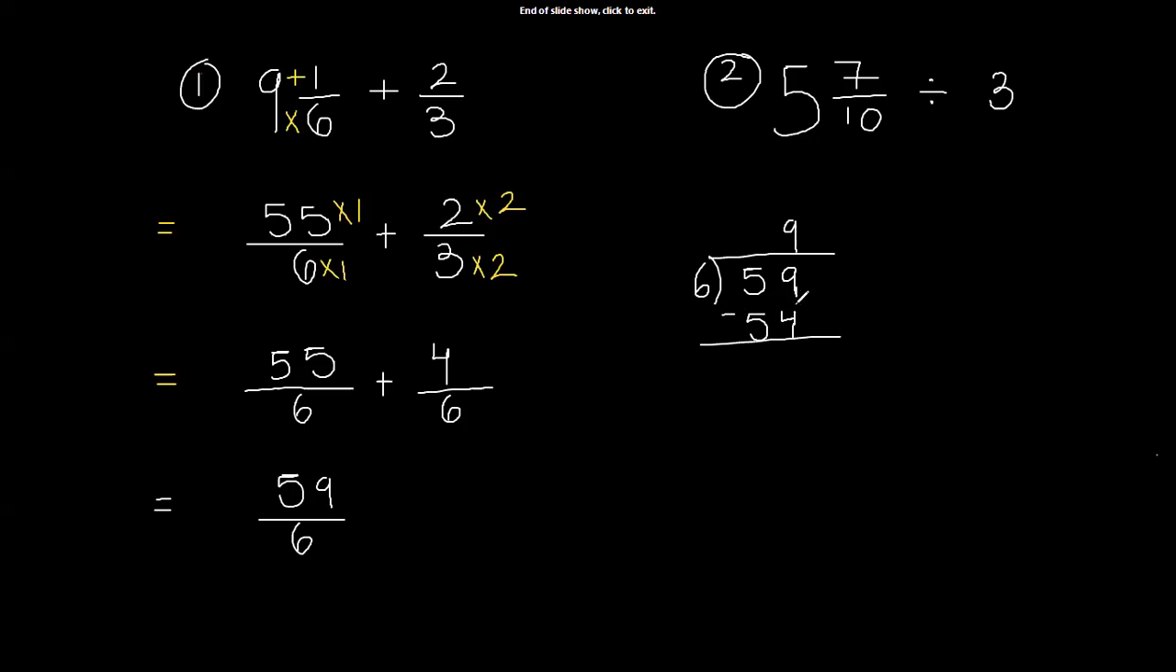And 9 minus 4 is what? 5. So the whole number is going to be what? 9. The numerator is going to be what? 5. Very good. And the denominator is going to be what? 6. Very good. So it's going to be equal to 9 and 5 over 6.